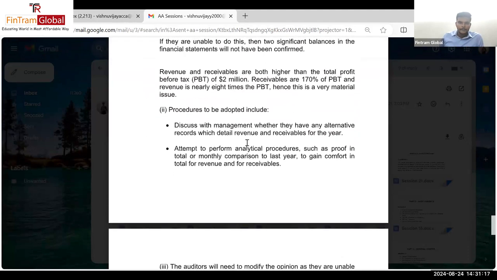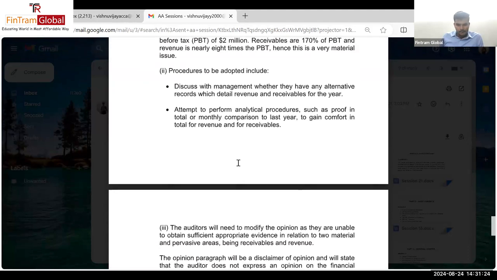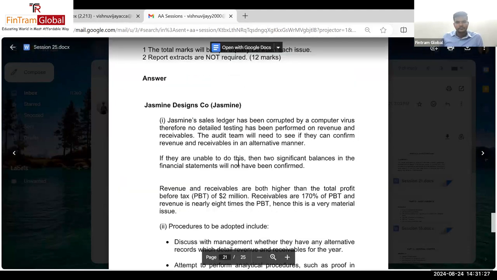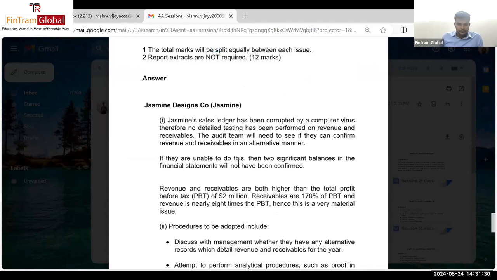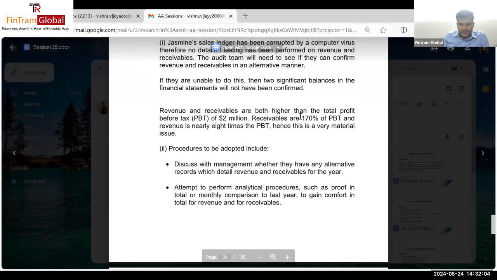Well, you said we cannot take the confirmation from clients, right? Yeah, the AAP, I guess, this was connected. You can maybe conduct CAAT procedures. So Jasmine's sales ledger has been corrupted by a computer virus, therefore no detailed testing has been performed on revenue and receivables. The audit team will need to see if they can confirm the revenue and receivables in an alternative manner. If they are unable to do this, then two significant balances in the financial statements will not have been confirmed, right?